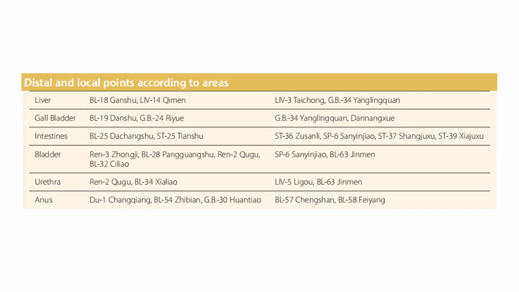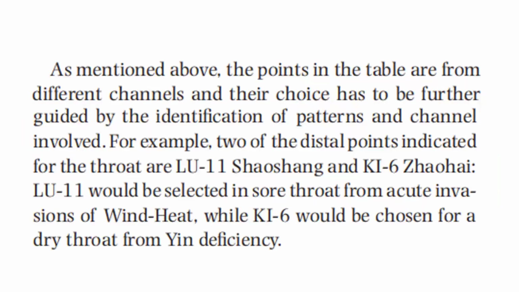Urethra, REN 2 and bladder 34 as local points, liver 5 and bladder 63 as distal points. And finally, the anus, DU1, bladder 54, and GB30 as local points, and bladder 57 and bladder 58 as distal points. As mentioned, the points in the table are from different channels, and their choice is to be further guided by identification of patterns and channel involved.